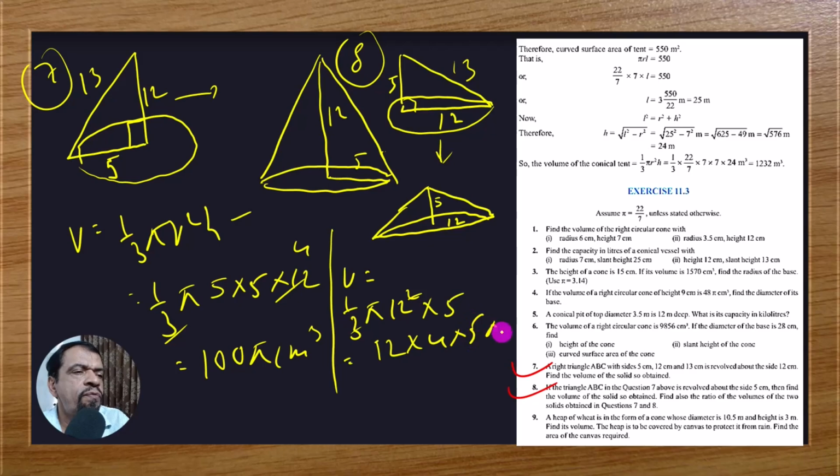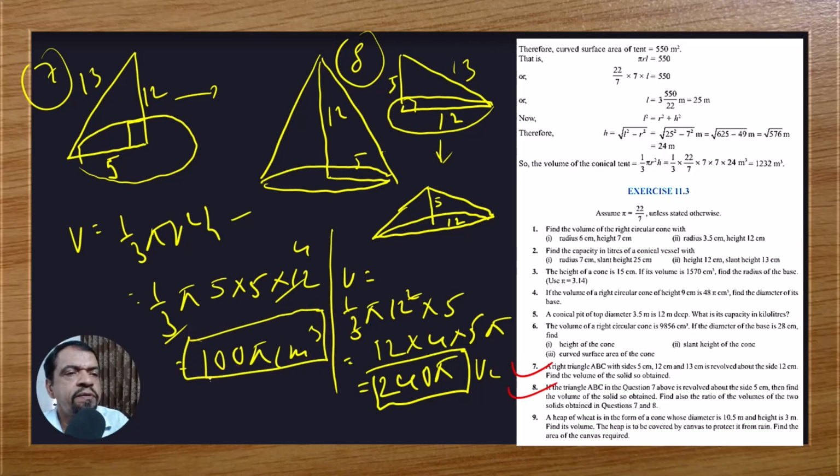So 1 upon 3 into 144 into 5 pi. This 3 into 48 is 144, so it cancels. 48 into 5 will be 240 pi. This is the question 8 answer. Suppose this is V2 and this, the question 7 answer, is V1.